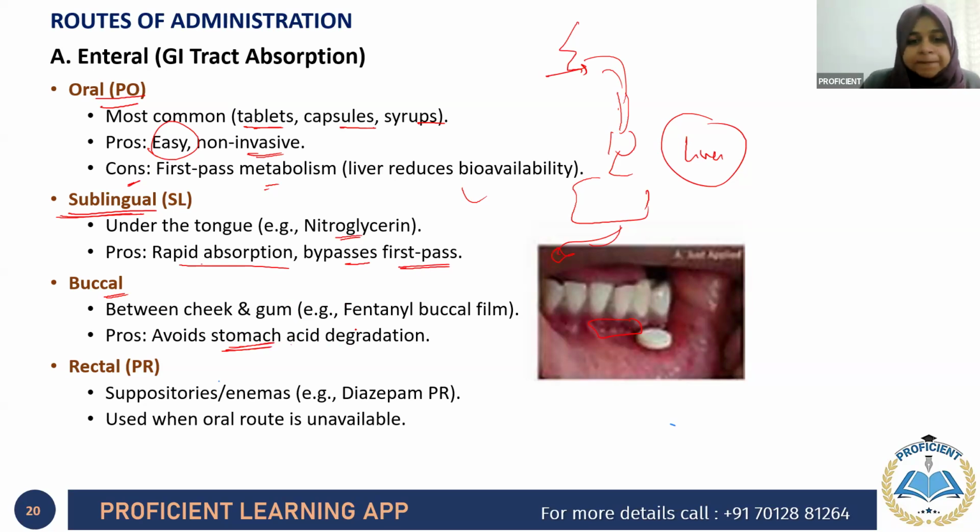So you will have a lot of blood vessels, and the drug gets absorbed from there. That is buccal. Sublingual, you know, is below the tongue. You have to place the drug there. Then you have rectal.